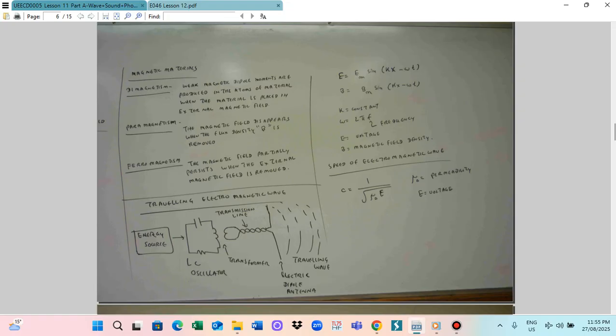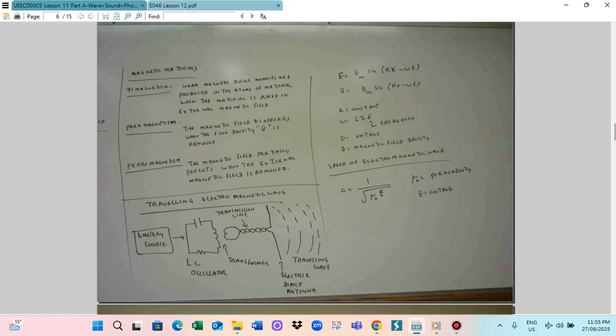Now we write down the equation for the speed of the electromagnetic wave. The speed of the wave is equal to 1 divided by the square root of mu0 into epsilon0. So mu0 is the permeability and epsilon0 is the permittivity. This is the speed of the electromagnetic wave. C can be calculated by this formula.